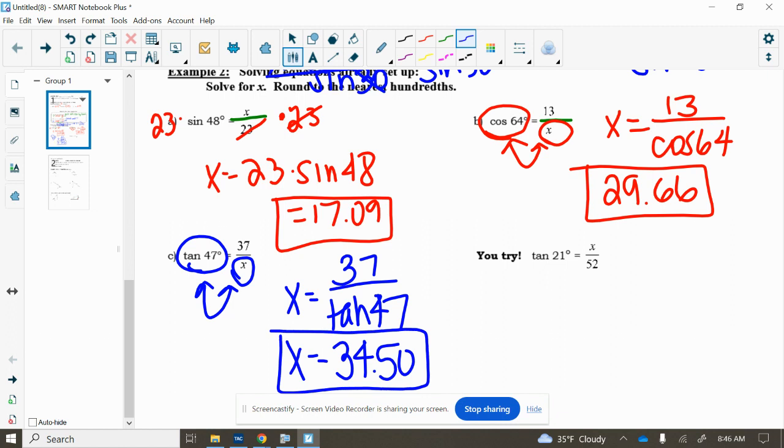And finally, there is one example for you to try in order to solve for x.